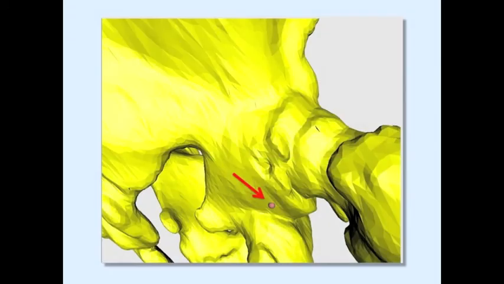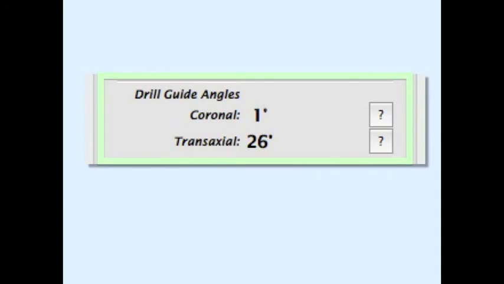You should also understand that you are trying to identify a point here, not a line, so the exact angle of the pin does not affect the accuracy of the system very much. You will notice that there are two drill guide angles shown in the plan. One is the drill guide angle in the coronal plane, and one is the drill guide angle in the transaxial plane. The explanation of these angles is graphically depicted if the question mark next to the angle is selected.